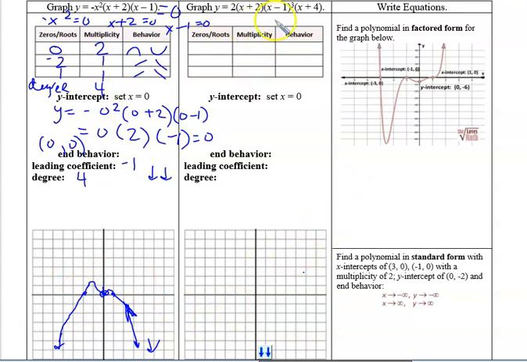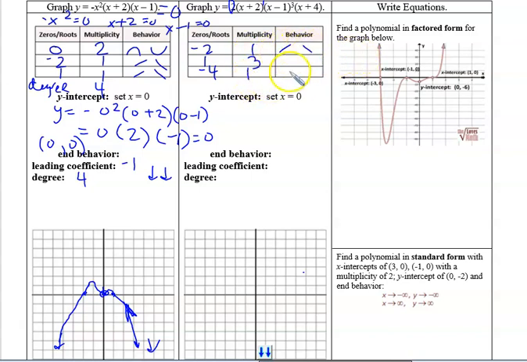So for number 2, we'll start off the same way. This time, this 2 right here does not have an x associated with it, so x equals 0 is no longer one of my zeros, but x equals negative 2, positive 1, and negative 4 are. The multiplicity of negative 2 is 1. There's an exponent of 1 there, even though you don't see it. For x equals 1, the multiplicity is 3, and then for negative 4, it's also 1.